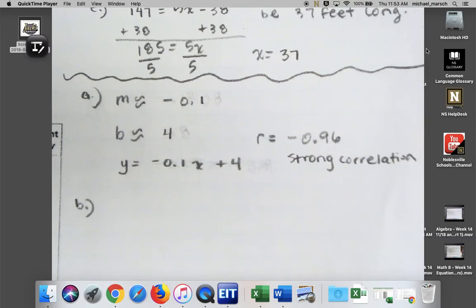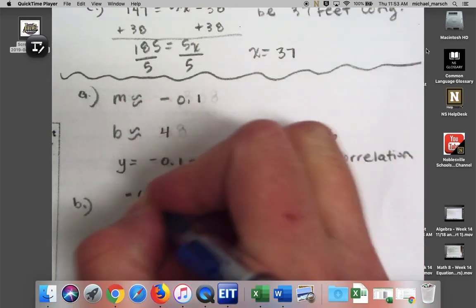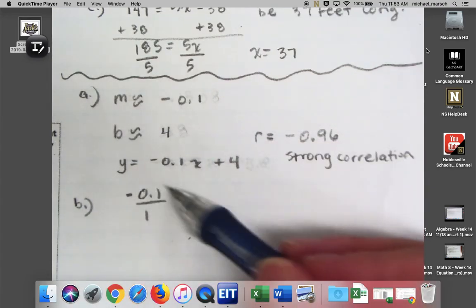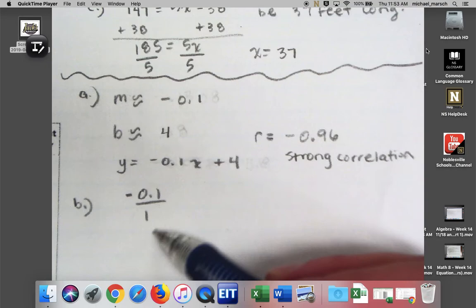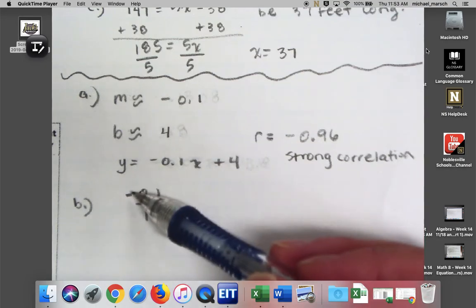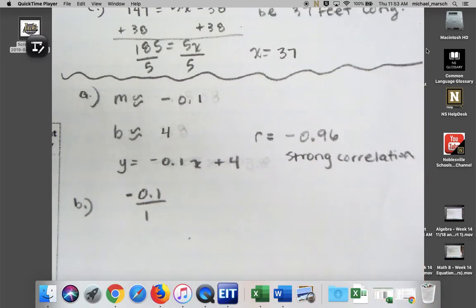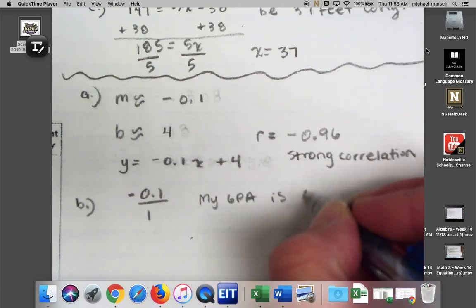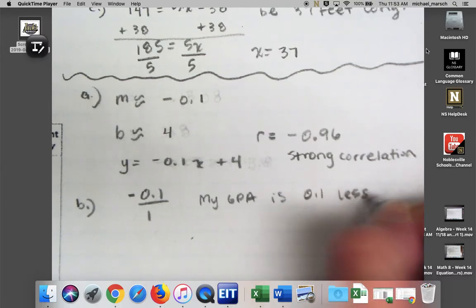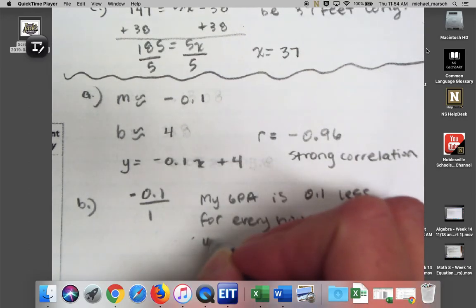Okay, so the slope and y-intercept? Let's think about what our slope is: negative 0.1 over 1, right? What do the y values stand for in our table? Grade point average. What do the x values stand for? Hours. So I have a negative 0.1 grade point per every hour I watch TV, right? So my grade point average is 0.1 less for every hour of TV watching.